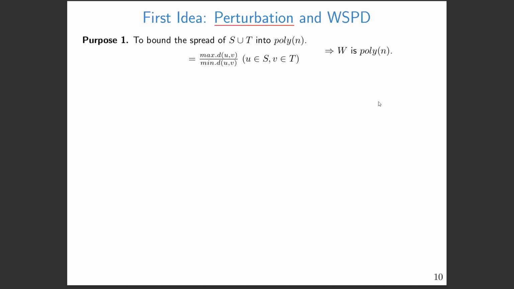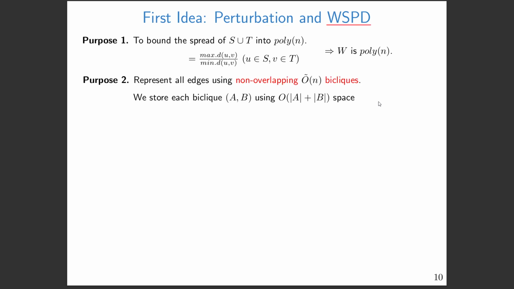So let me give some little details. For the first part, the goal of the first step, perturbation, is to bound the spread of the point set to poly n. Here, the spread means the ratio between the maximum distance and minimum distance between two points. And the second step's goal is to represent all edges using a non-overlapping, near-linear number of bicliques. And then we can store each biclique in only linear space.